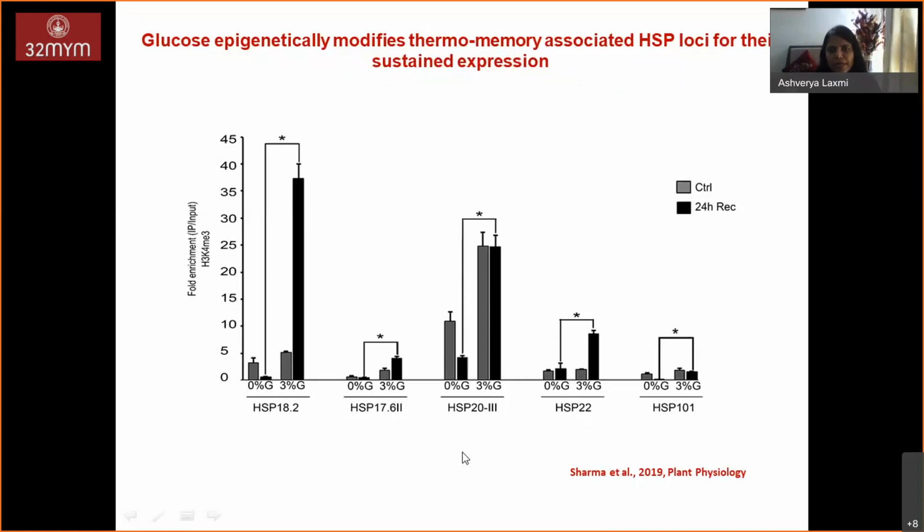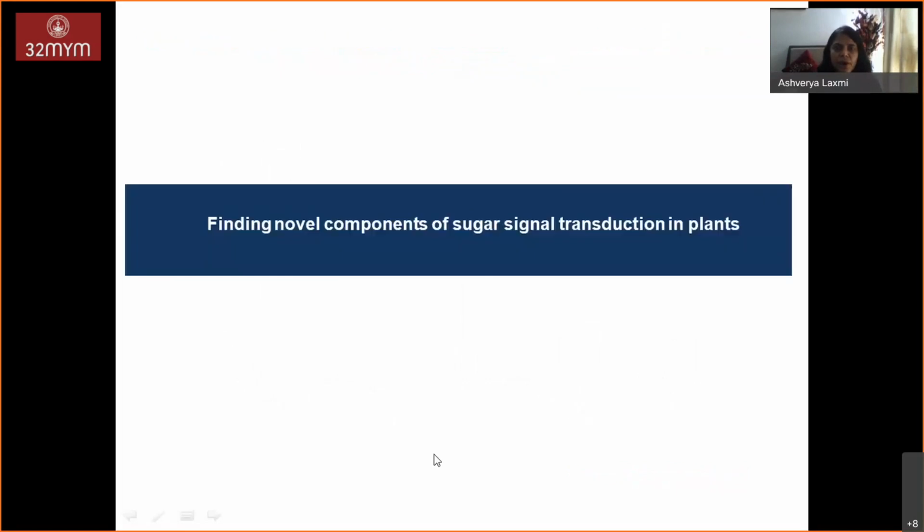We later on also showed that glucose can impart these marks via a TOR-dependent pathway, and thus it can generate thermomemory in the plants. Since we had already shown that glucose signaling, or the sugar signaling, might be involved in controlling both plant growth and development as well as the stress responses, we were up for finding novel signaling elements which might act downstream to the major glucose receptor or the signal elements, and they can control their coordination with each other.